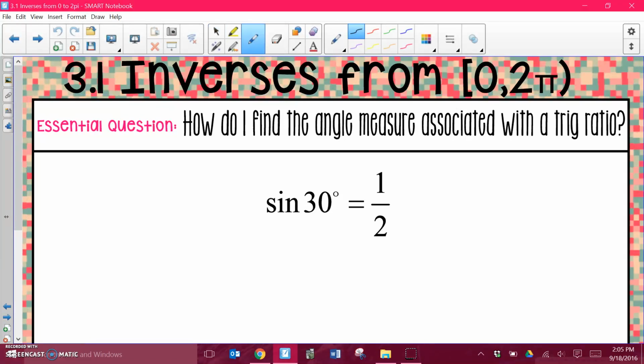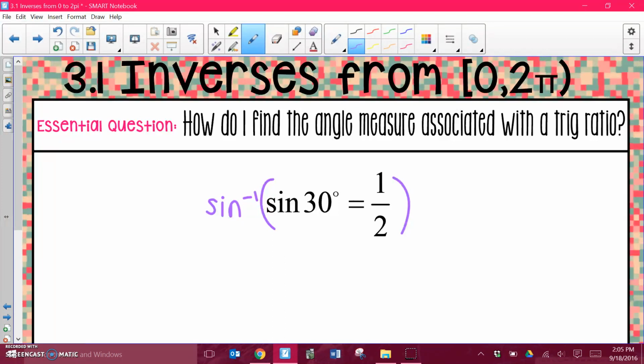Hey guys, today we're going to talk about inverses from 0 to 2 pi. Just as a reminder, we have an expression like an exact value that's set up like this: the sine of 30 degrees is equal to 1/2. If you remember back in the beginning, whenever I was trying to undo a sine function or any trig function, I did the inverse. And so I did sine to the -1 or arc sine.